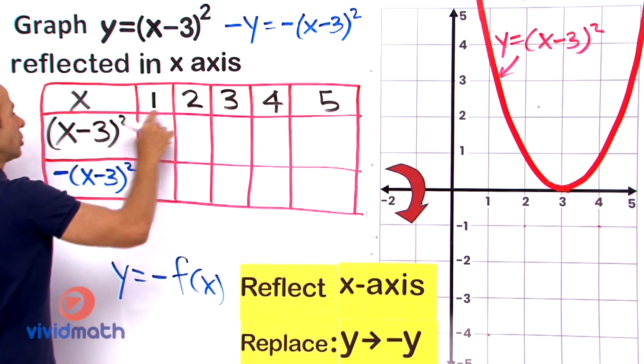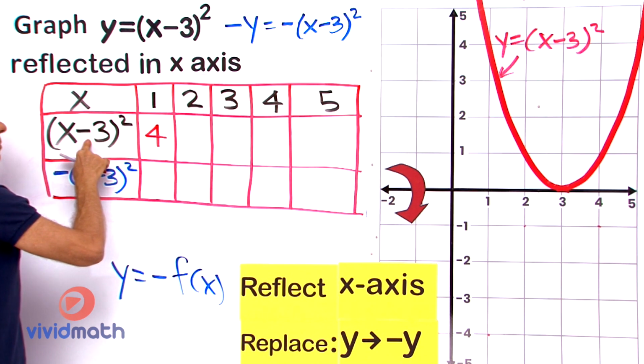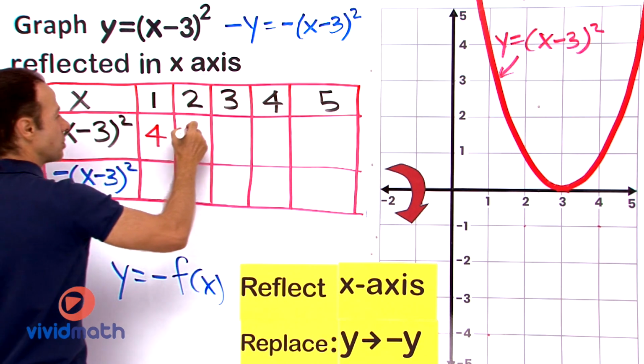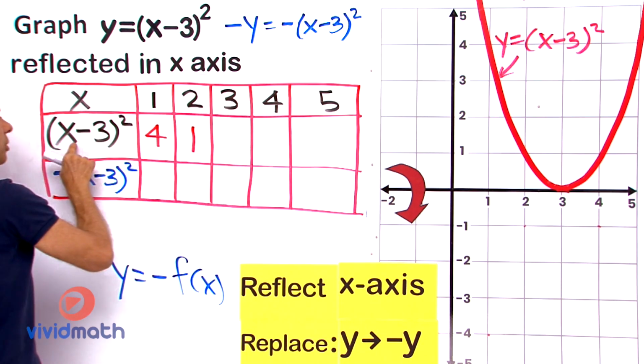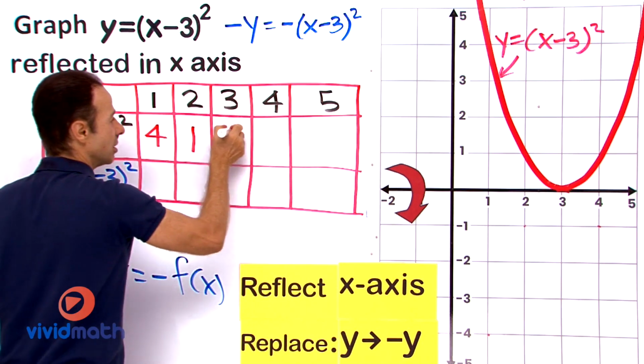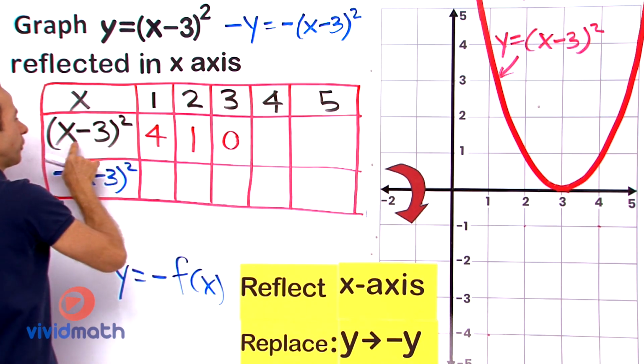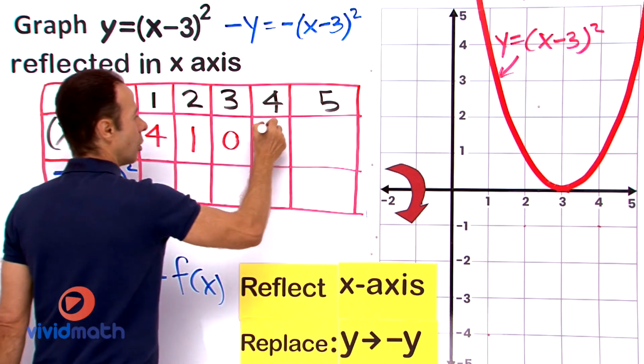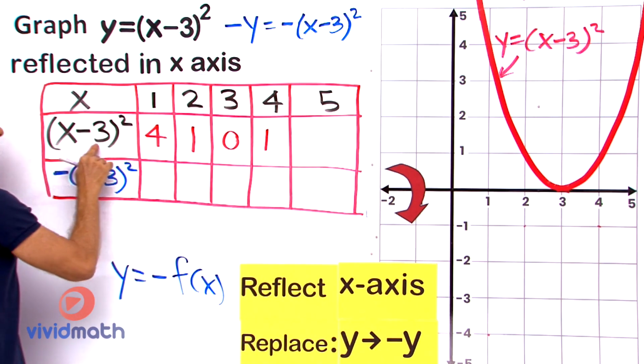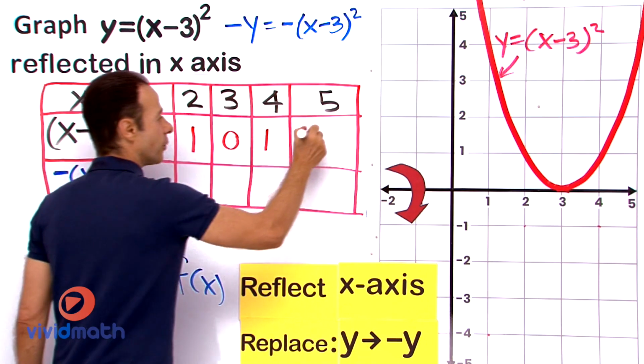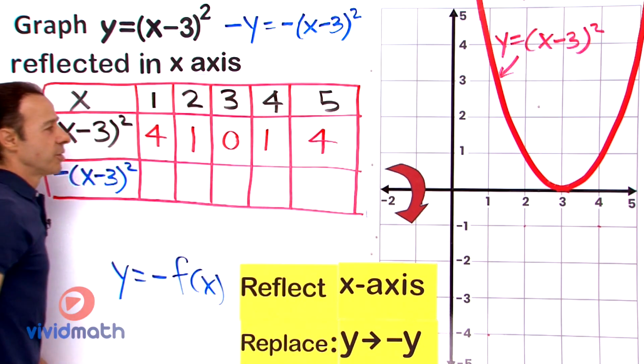Then we're going to take the 2. 2 minus 3 is negative 1. Negative 1 squared is positive 1. 3 here. 3 minus 3 is 0. 0 squared is still 0. Here's the 4. 4 minus 3 is 1. 1 squared is 1. And the 5 here. 5 minus 3 is 2. 2 squared is 4. Now we're going to do the mirror image.